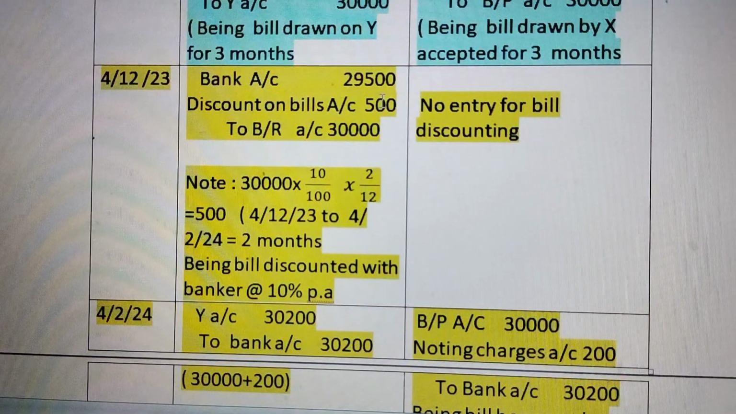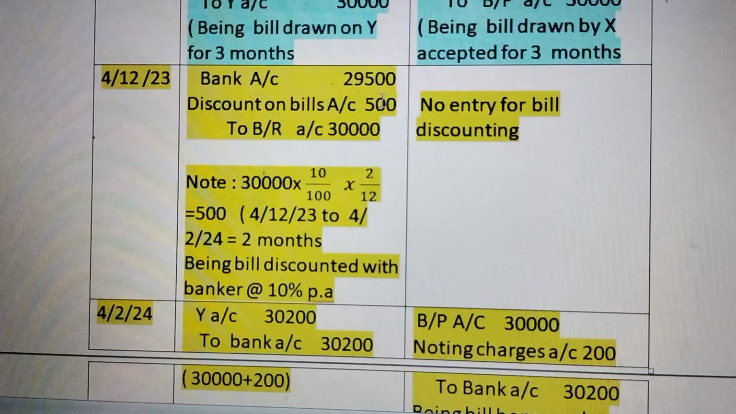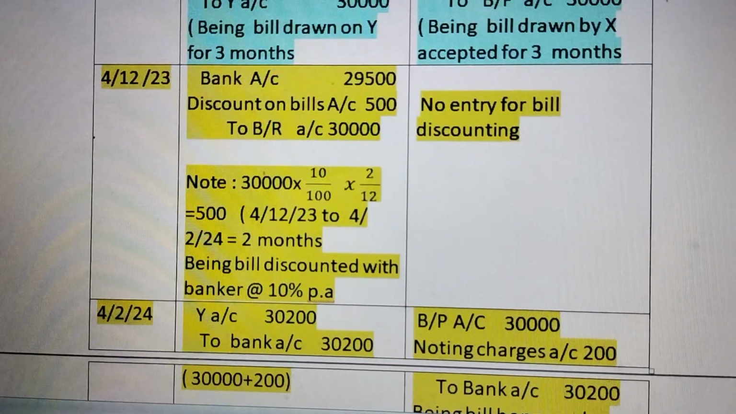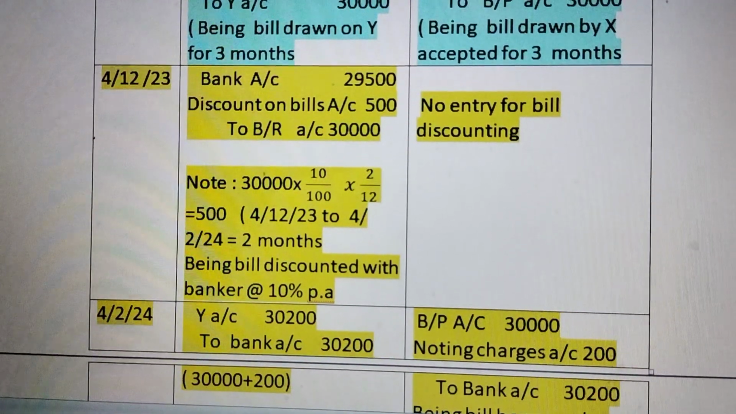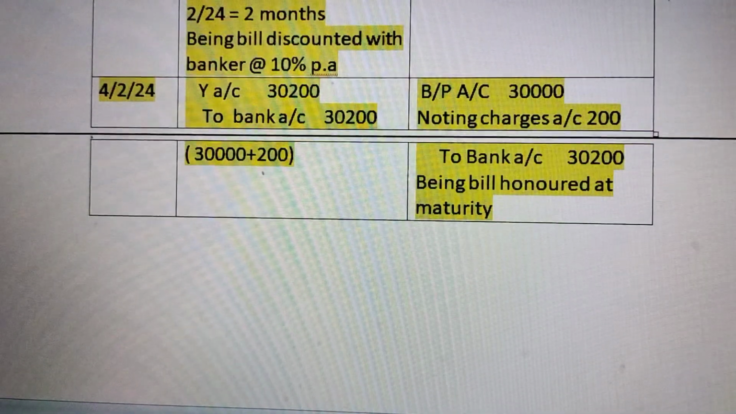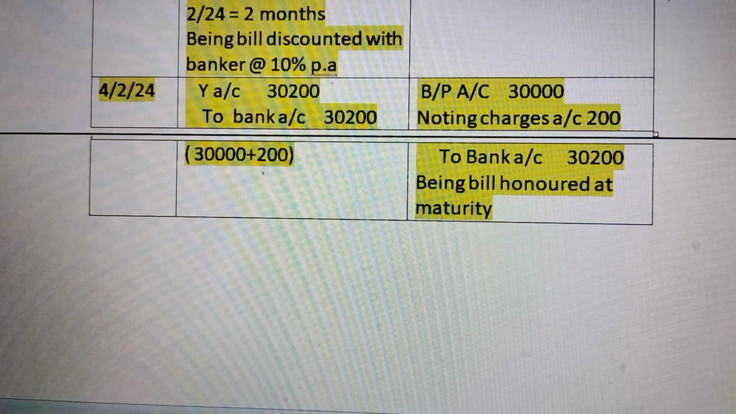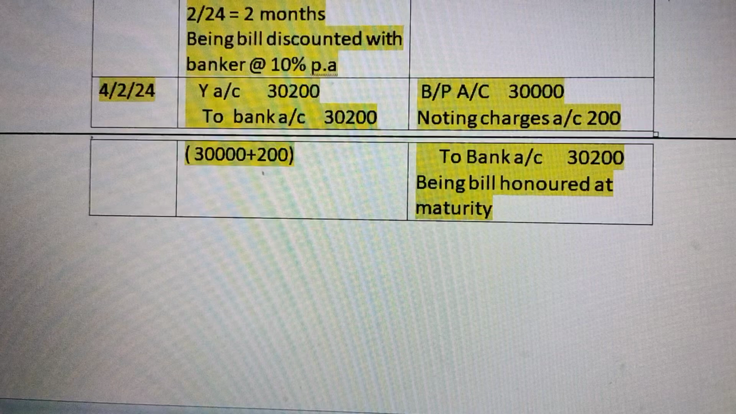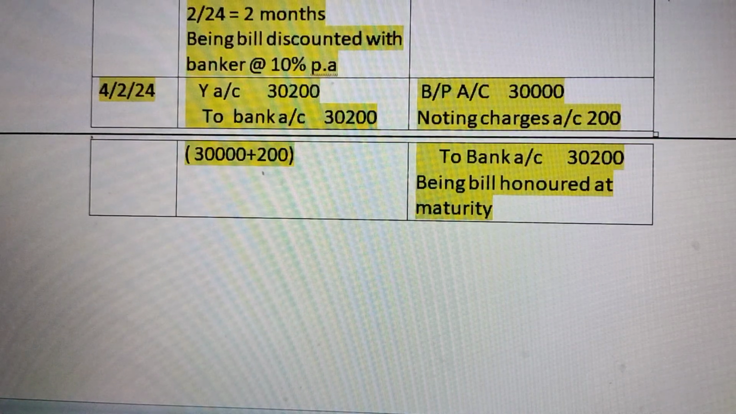Then what will be the entry for bill discounting in the books of the drawer? It means no entry, because the transaction is between the bank and the drawer. So the drawer will not pass an entry for discounting of the bill. On the due date, that is 4th February 2024, when the bill is dishonored, then definitely the bank will deduct the amount from the account of the drawer.